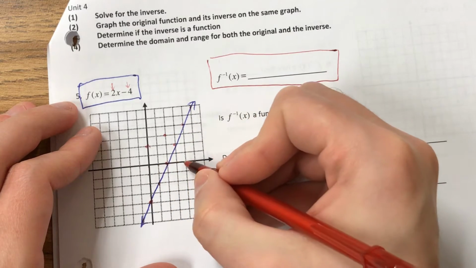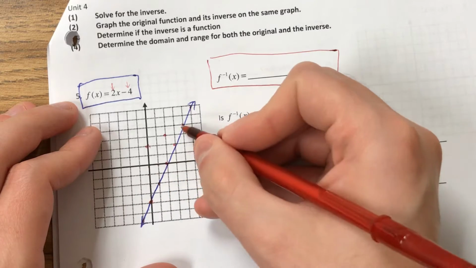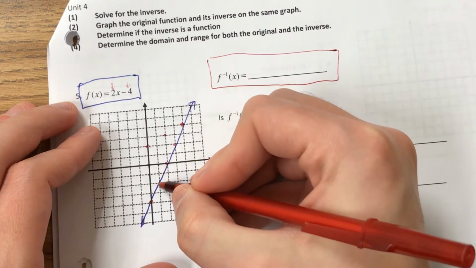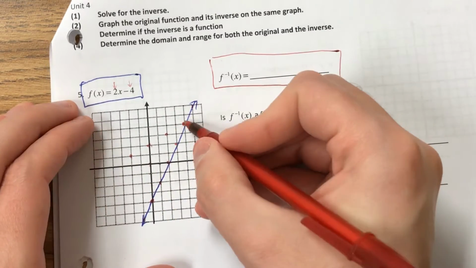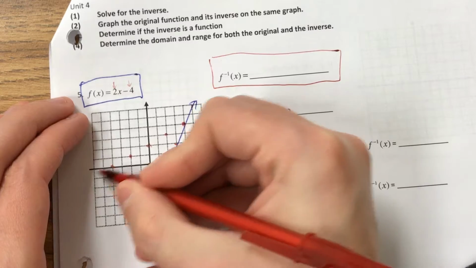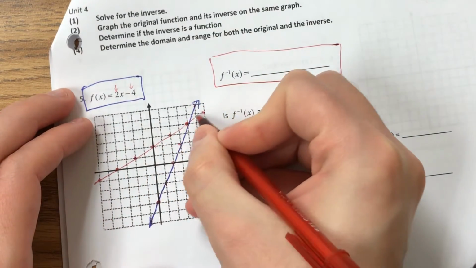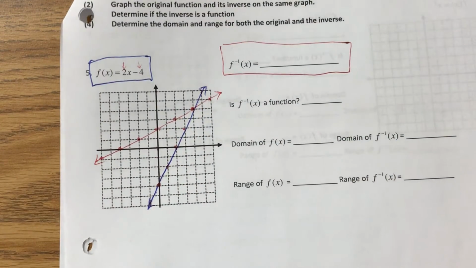1, 2, 3, 4. So instead of 4, 4, you can do 4, 4, and you get the same thing again. This would be 1, negative 2. So negative 2, 1. And you can see this is starting to form a line too, like so. And you could connect that. And congratulations, before you even know what the inverse is, you know what it looks like.